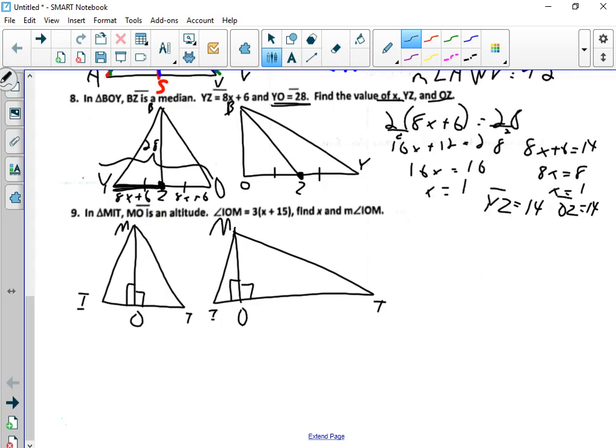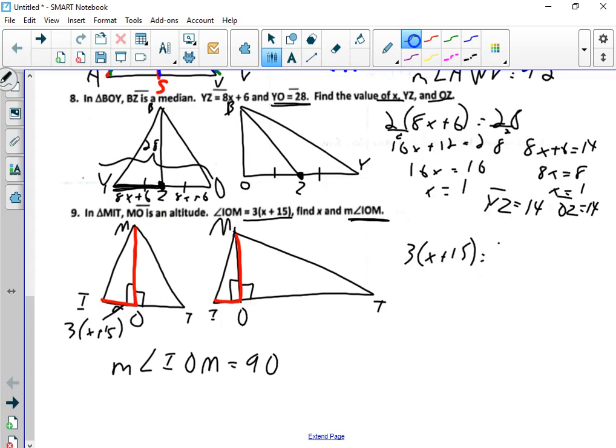They're supplementary. Now it says IOM. Again, pay attention where IOM is. Here, here, here. IOM. Well, it's 90 degrees. We know that. So this is easy. We already know that answer. The measure of angle IOM, we don't even have to think about that, is 90. But we still have to solve for x. Well, this angle here is 90. What is that angle equal to? 3 times x plus 15. So, I just say 3 times x plus 15 equals 90.